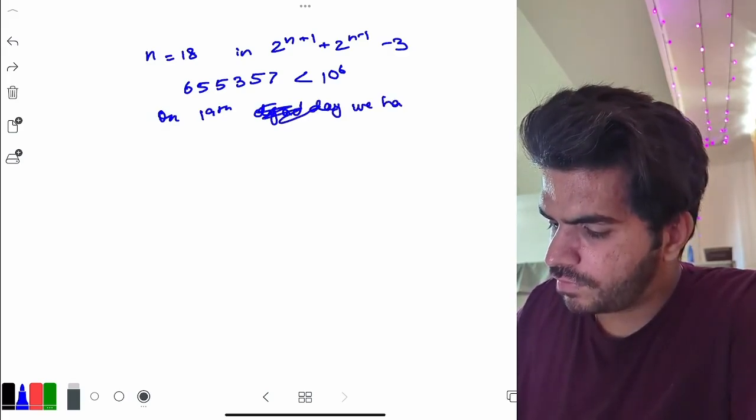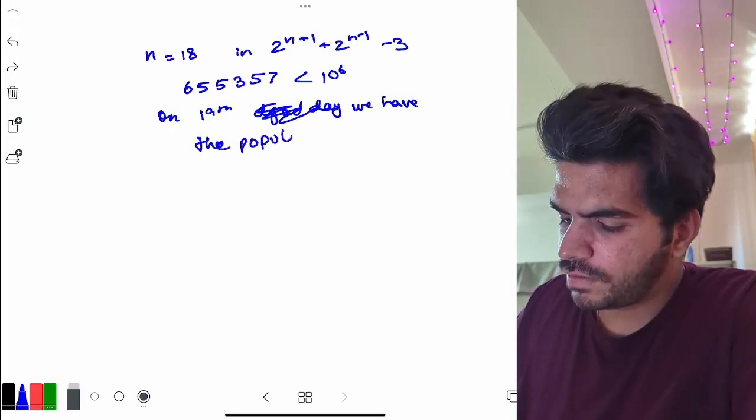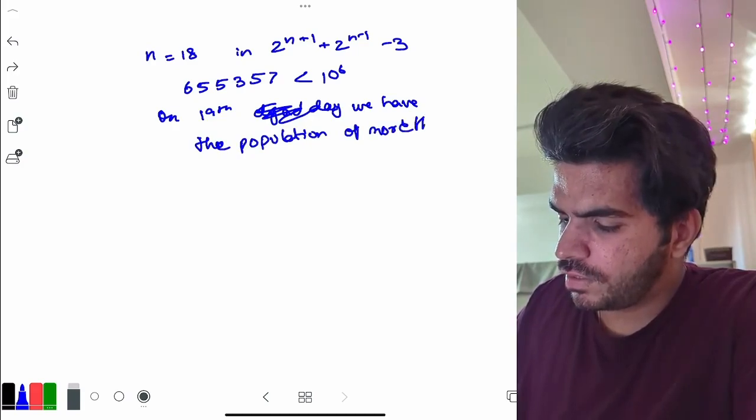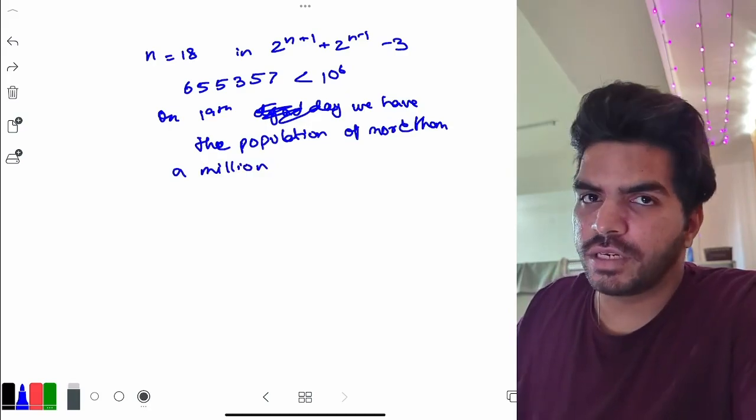we have the population of more than a million, that is doubling it and adding 3.